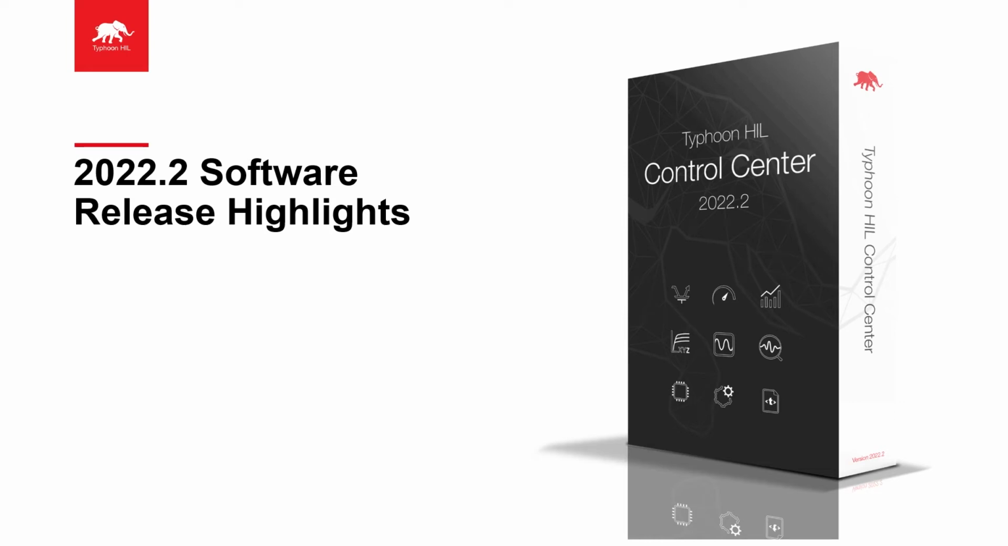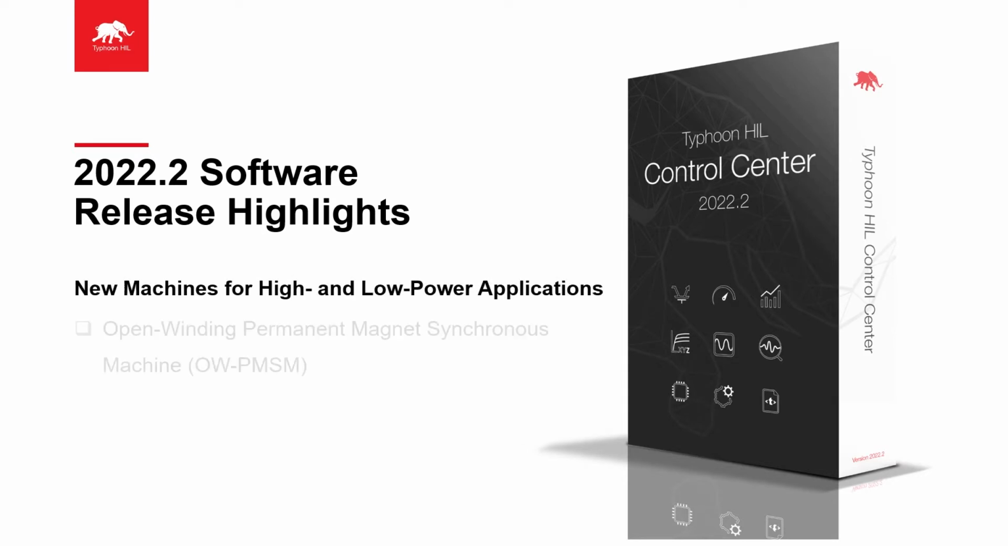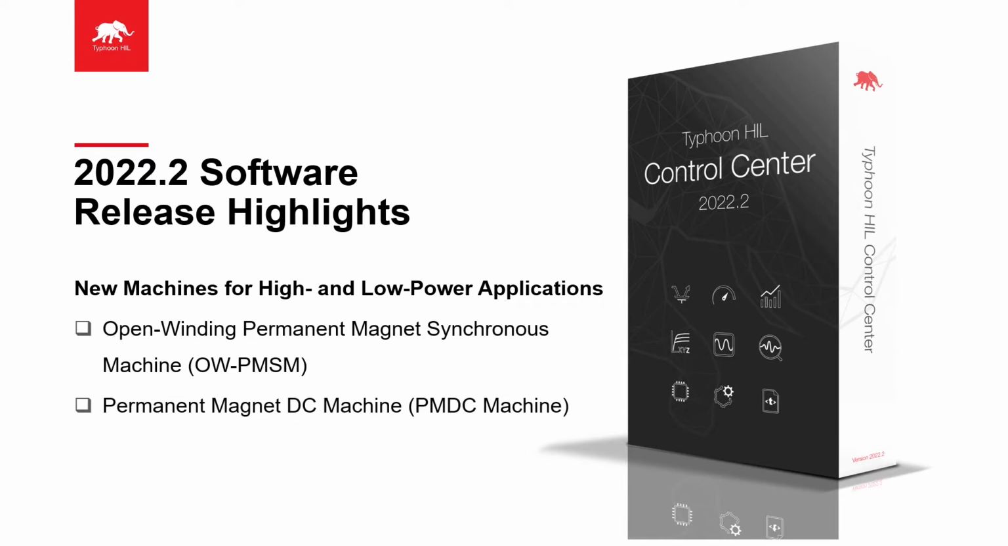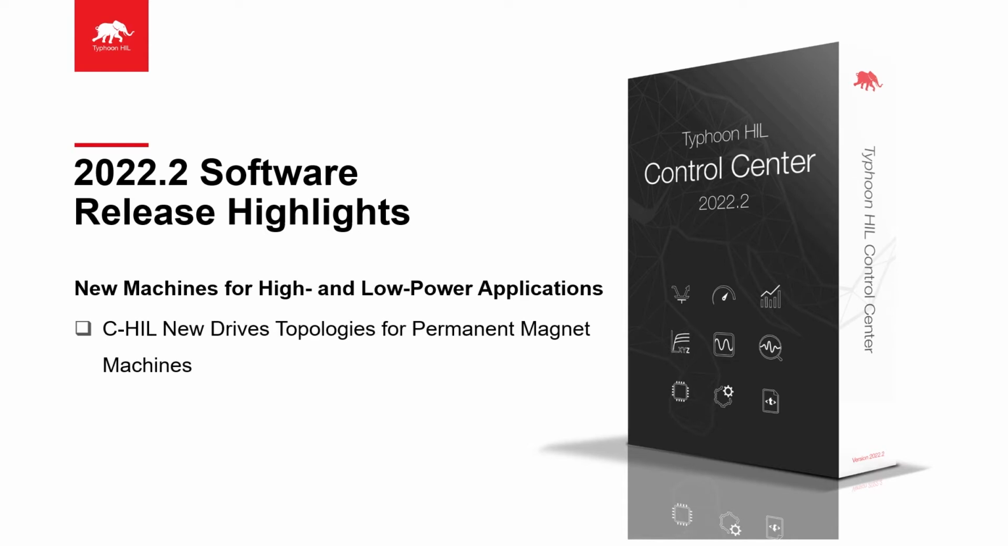Hello everyone. In this video, we will talk about two new machine models available in version 2022.2 of the Typhoon Control Center, the Open-Winding Permanent Magnet Synchronous Machine, or Open-Winding PMSM, and the Permanent Magnet DC Machine, or PMDC. These components further expand our vast library of pre-built machine models, designed to help you get started with high-fidelity control hardware-in-the-loop testing as quickly as possible.